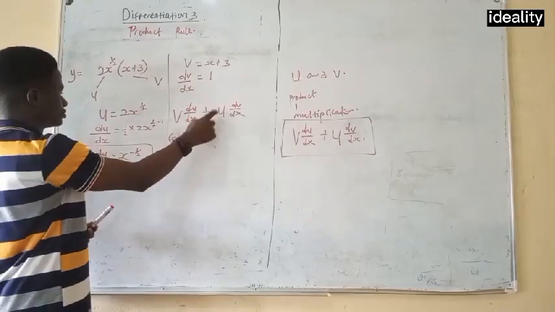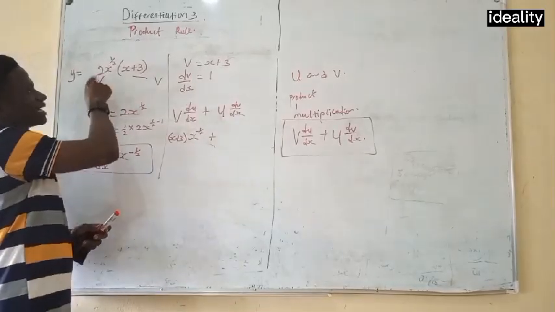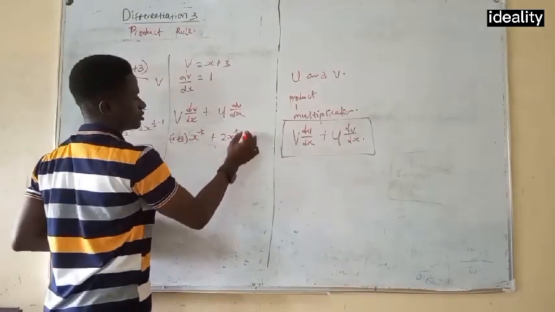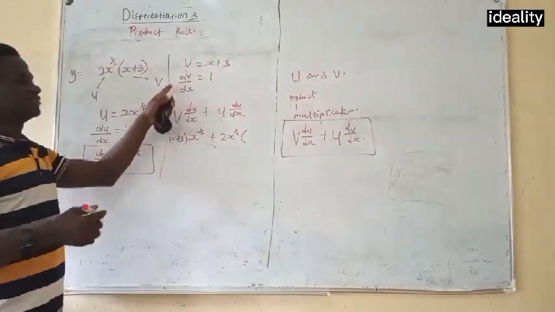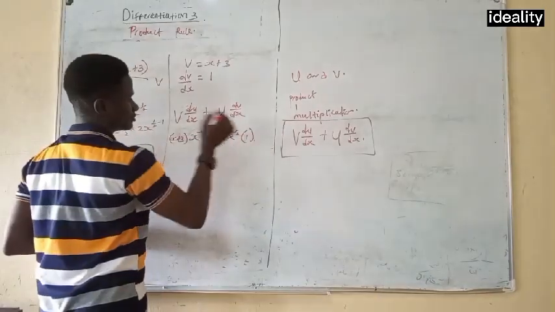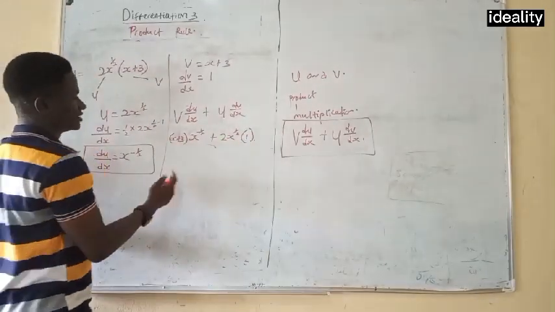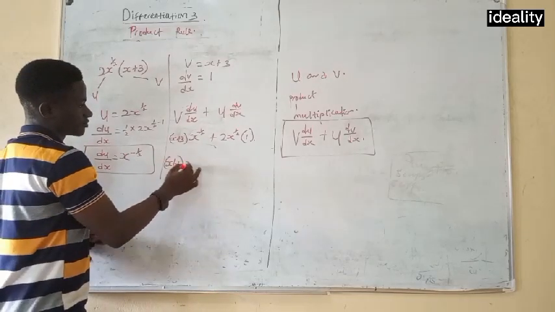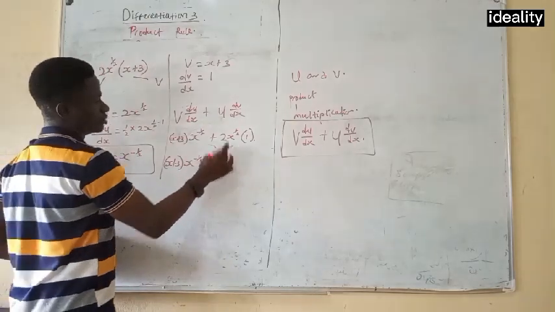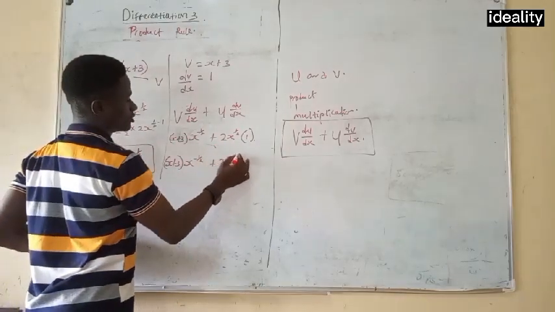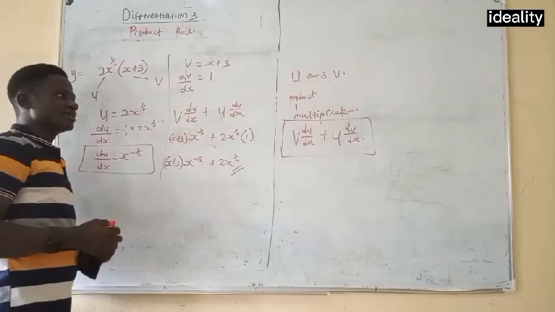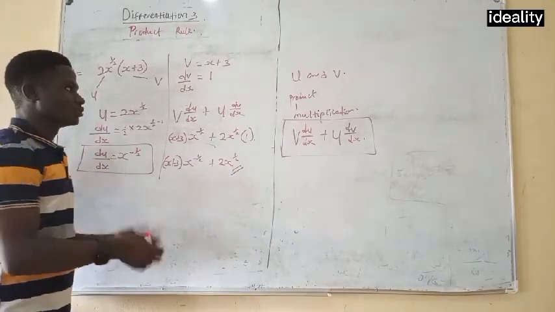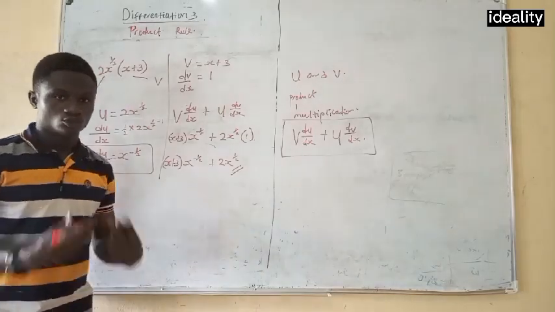Plus, what is my u? My u is 2x raised to the power 1 over 2. Then what is my dv dx? My dv dx is 1. Then you can multiply this, so you have x plus 3 into bracket x raised to the power minus 1 over 2, plus 2x raised to the power 1 over 2. Then this will be your final answer. Let's have another question on product rule, or we proceed to quotient rule.